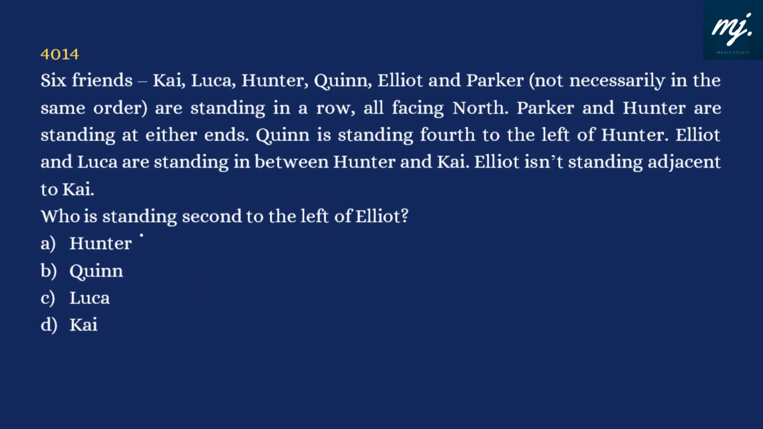Next one, the third question which is asked is, who is standing second to the left of Elliot? P, Q, K, L, E, H was our output. Second to the left of Elliot. Elliot's left is this side, 1 and 2. So it should be K, that is Kai.